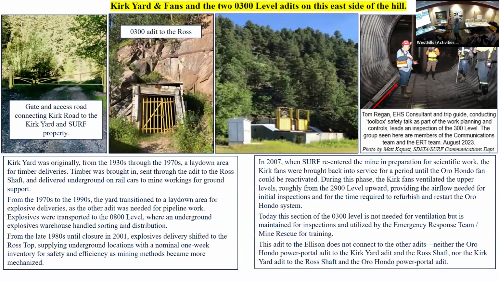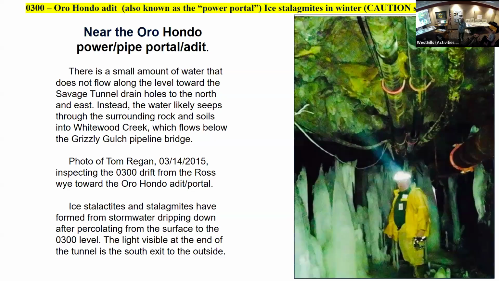This is the approach to the Kirk fans and the 300 adit. I told you that the explosives went through that 300-foot adit. It meets at a Y on the 300 level right near the Ross station. And this is the one on the east side. And these are the fans. You can't see that too well, but that's me standing there doing a little safety talk for us as we go into that 14-foot diameter ventilation.